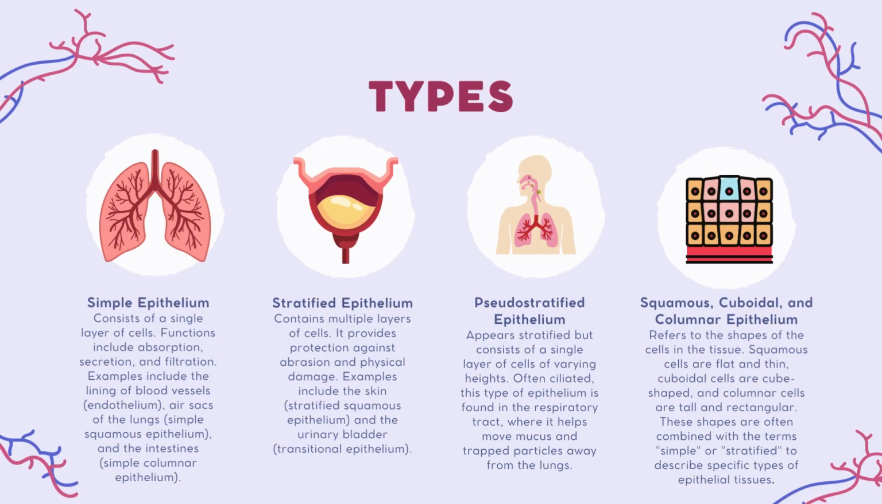Now, here we go for epithelial types. We have simple epithelium. This consists of a single layer of cells. Functions include absorption, secretion, and filtration. Examples include the lining of blood vessels, endothelium, air sacs of the lungs, simple squamous epithelium, and the intestines, simple columnar epithelium.